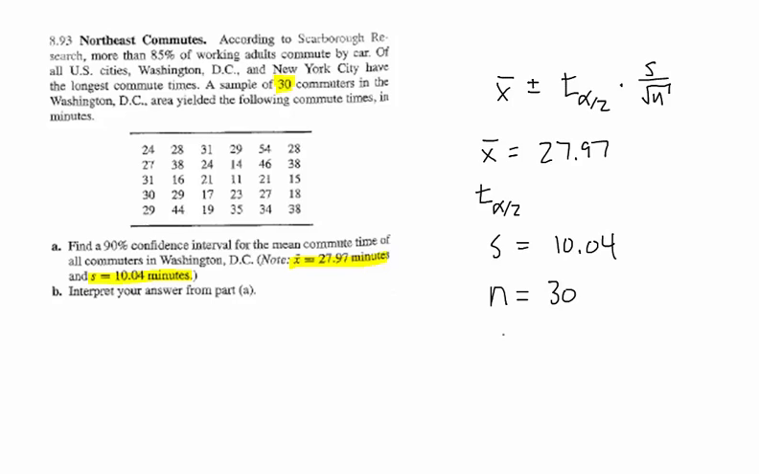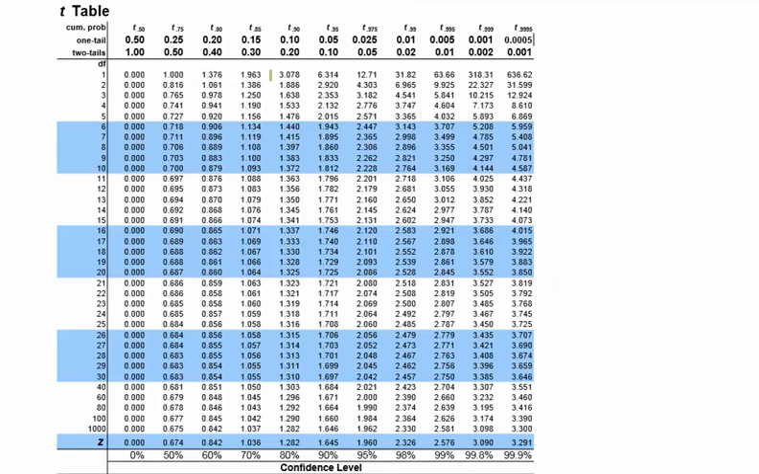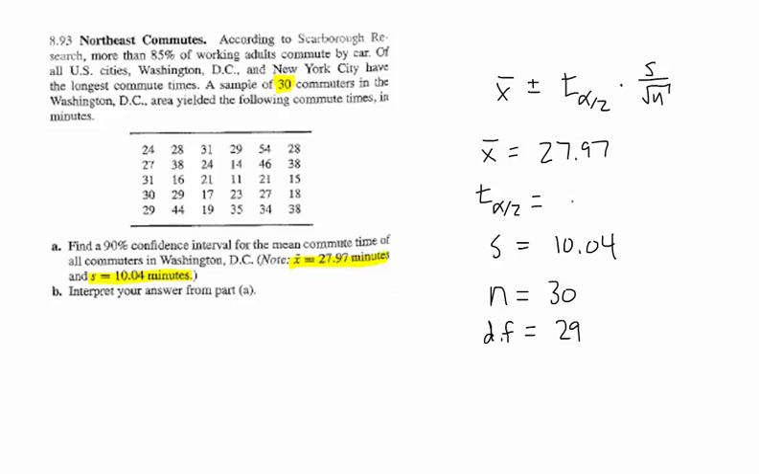And then when we're using t-distribution, we also need degrees of freedom. And that is equal to n minus 1, or 30 minus 1, which is 29. And now we need to find our t alpha over 2. So we're going to go to our t-table, and we're going to go to 90% confident, and then we're going to go up to our degree of freedom, which was 29. So we find that our t alpha over 2 is 1.699. So we know this is 1.699 now.